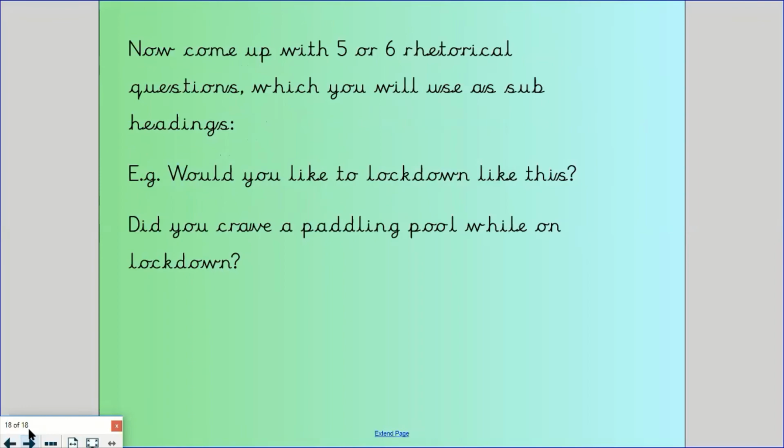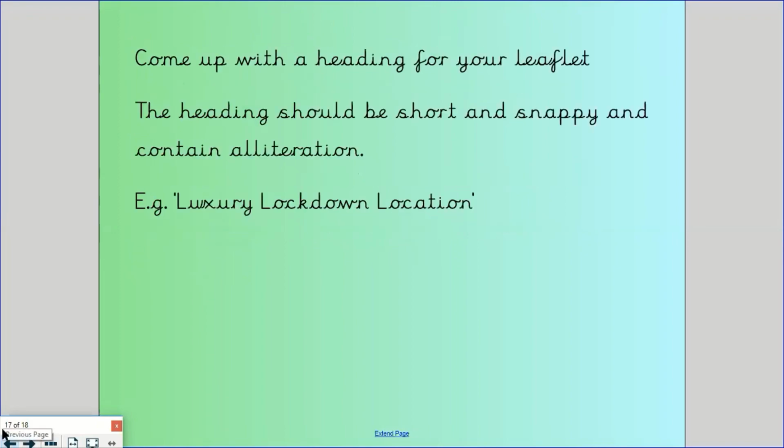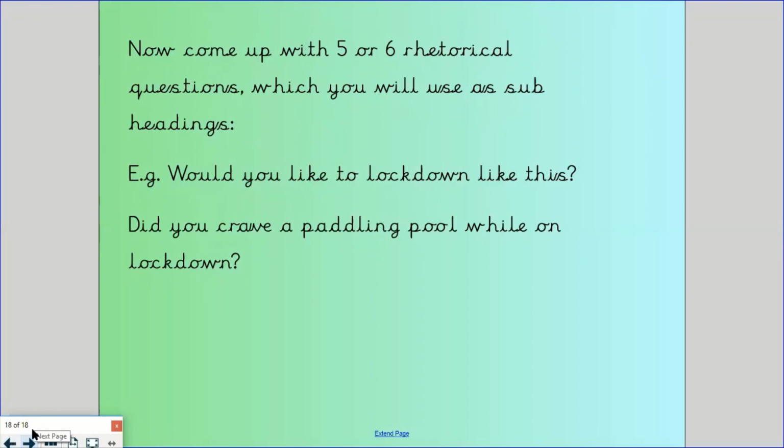So you're going to sort of set them up for thinking about different parts of your home that make it brilliant. So maybe you might talk about the kitchen or the outdoor space or the local area, and you're going to guide your rhetorical questions to think about those different areas. So maybe five or six questions, and then they will become your subheadings. So last two things to do: a short, snappy, alliterative header for your leaflet, and five or six rhetorical questions to use as subheadings. And then we'll come back tomorrow and we'll begin writing those leaflets.